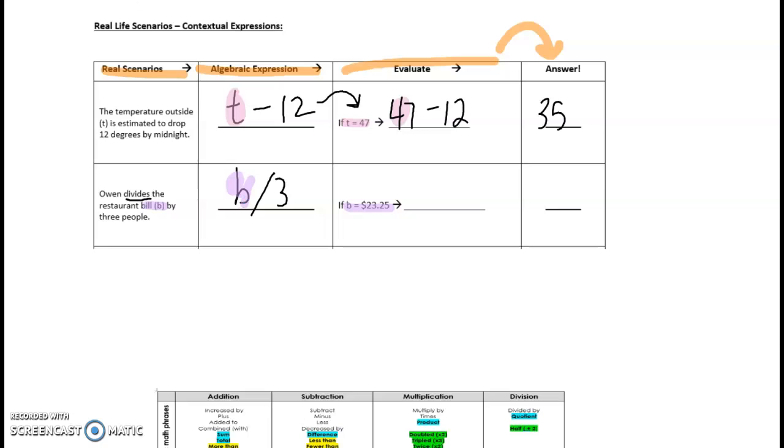So when it says evaluate, I want to actually see how you'd set it up. $23.25 divided by 3 people, answering the question, how much would each person pay? Feel free to use a calculator for your computations. So $23.25 divided by 3, and you get $7.75. We're talking about money, so this would be $7.75.